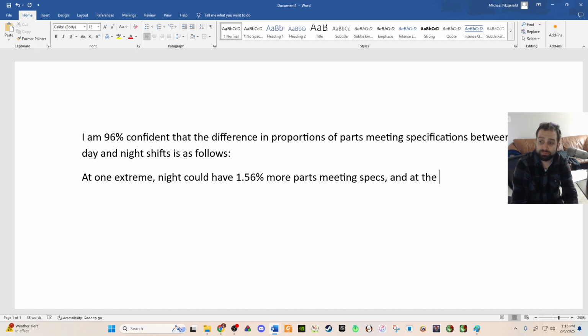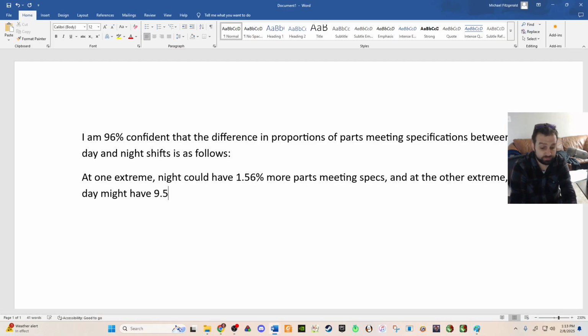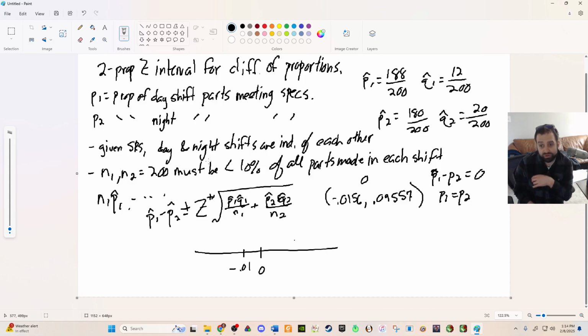And at the other extreme, they might have 9.557% more parts. I hope this makes sense. If this is them being the same, then here's negative 0.01, meaning day has fewer than night, but at best we have 0.09, meaning day has 9% more.